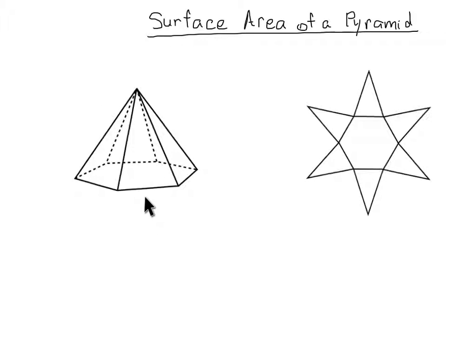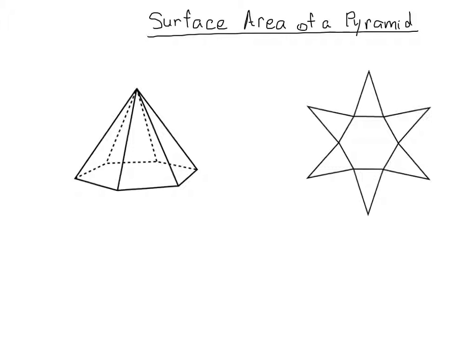Now if I take my hexagonal pyramid and I tear it at the seams, so I cut it here, here, here, and here, and open it up, then I'll get this figure. So this is called the net of our pyramid. That is what the pyramid looks like, and that is what it looks like when it's opened up.